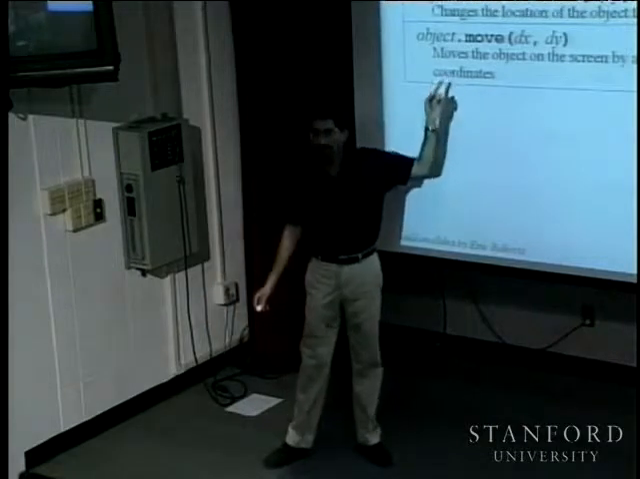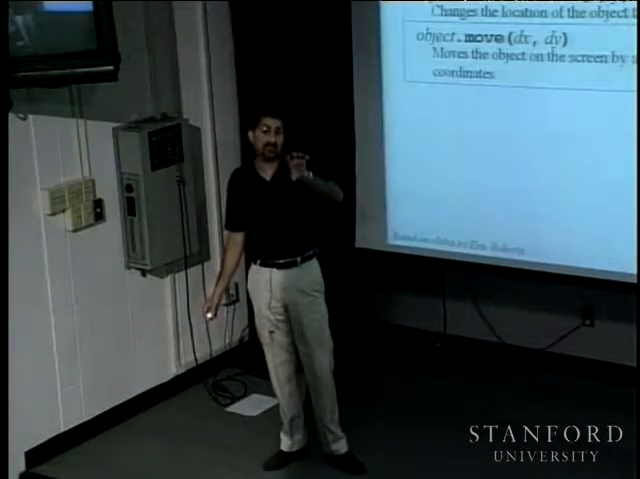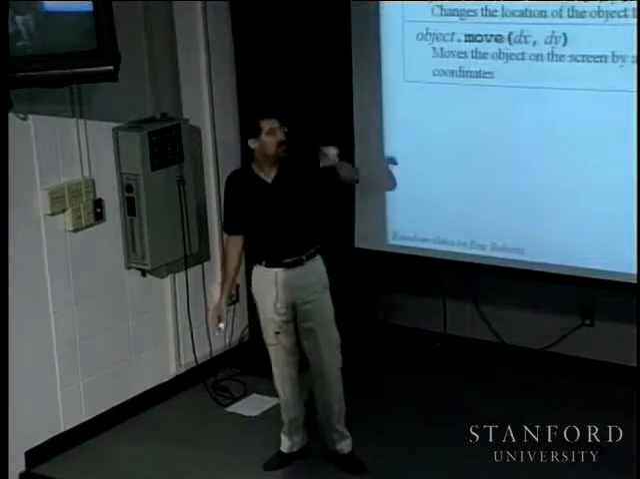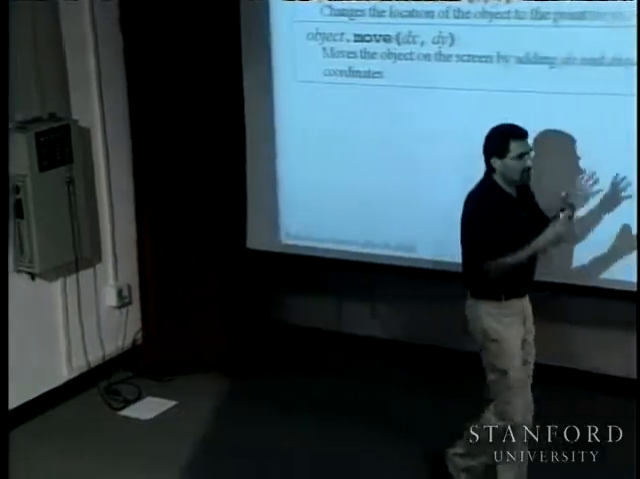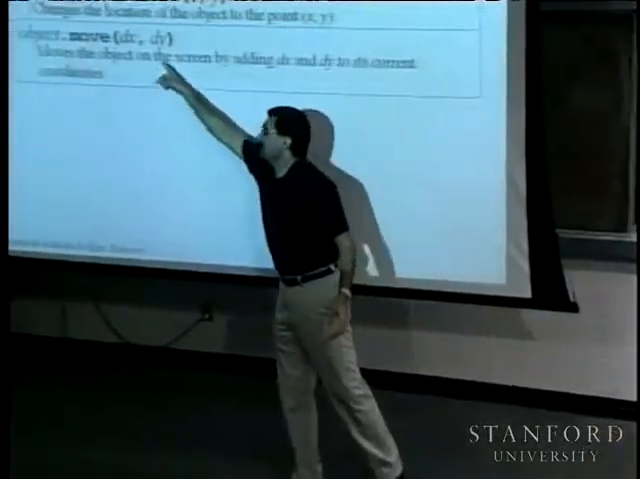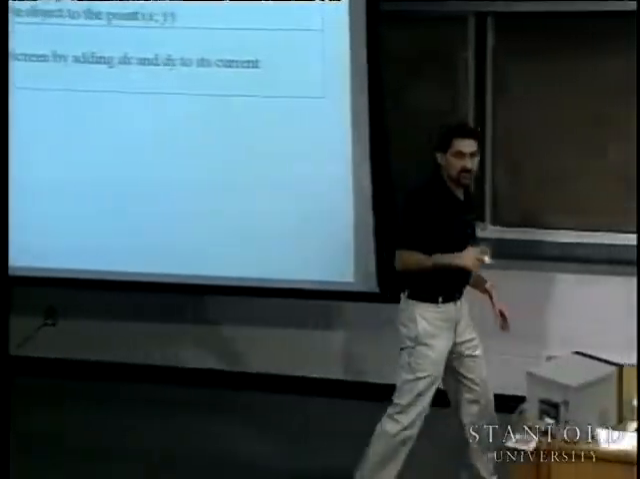And these can be positive or negative, because you can actually have something be negative, say in the y direction, it'll move it up on the screen. So it's just the offset, so think of it as the difference in x and the difference in y. How much do you want to change where it moves?